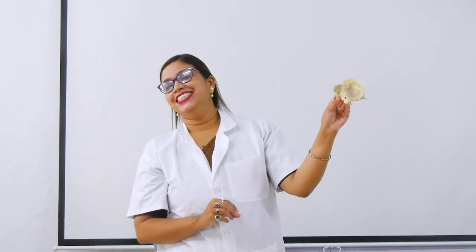So see, this is the apex. And this is the base of the petrous part of the temporal bone. This is the apex. Okay, and it has got 3 borders and 3 surfaces.